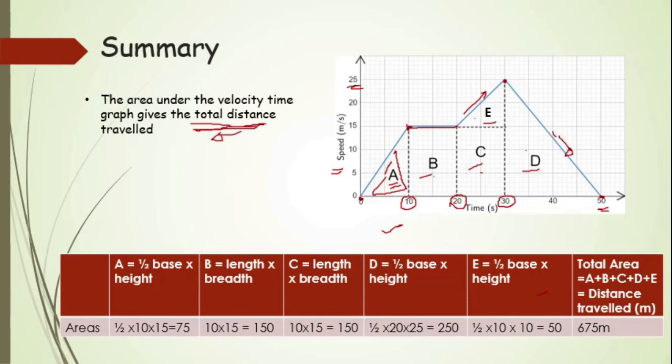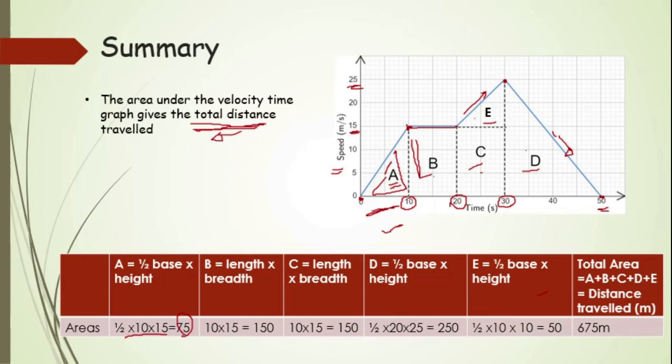So what is the area of the shape A? That is a triangle, so it is half base into height. Half into 10 on the x-axis, that is the base, and the height is going to be 15, right? So half into 10 into 15, and that gives you 75.